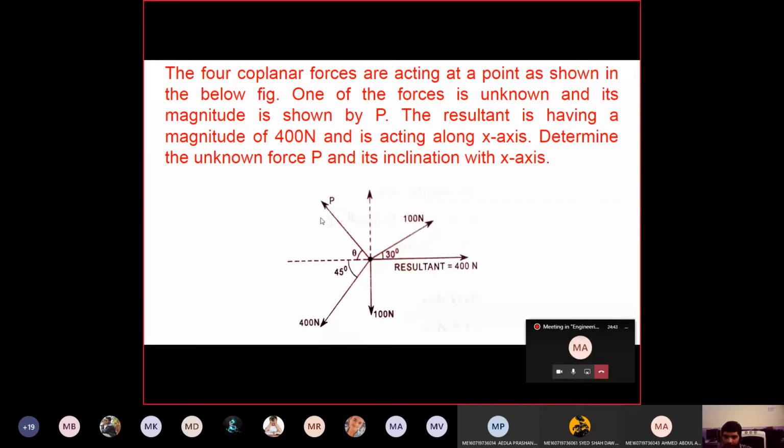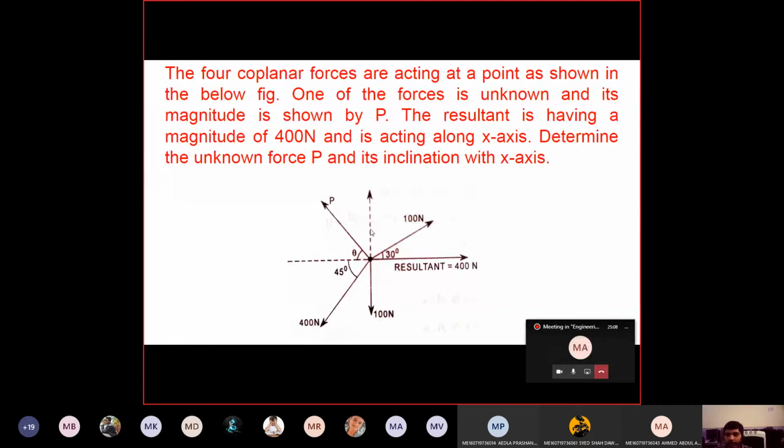We have to calculate this unknown force P and its inclination with respect to the x-axis. See here, the theta value is also not given. We have to calculate this theta value also. These two things we have to calculate. This type of problem is commonly asked in your university exam. Now listen, how to solve this problem. What do we have to do?